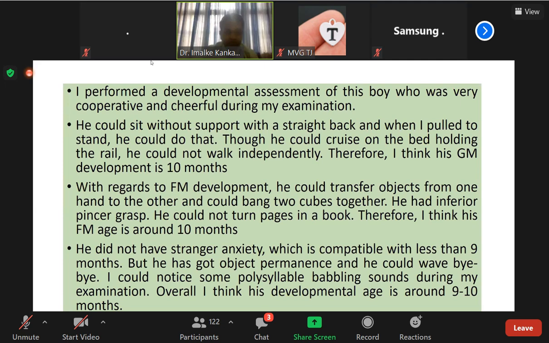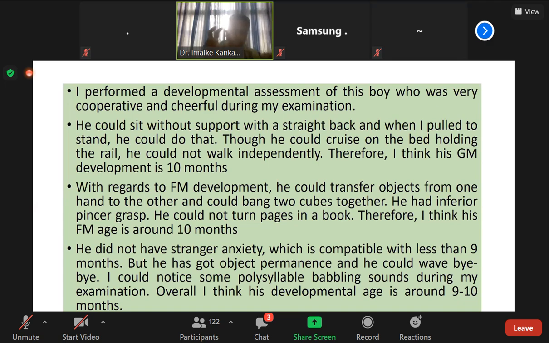Okay, clear? Any questions on developmental assessment? It's better if you can talk because I don't know whether you are sleeping. Any questions on developmental assessment? Right? Don't think much.